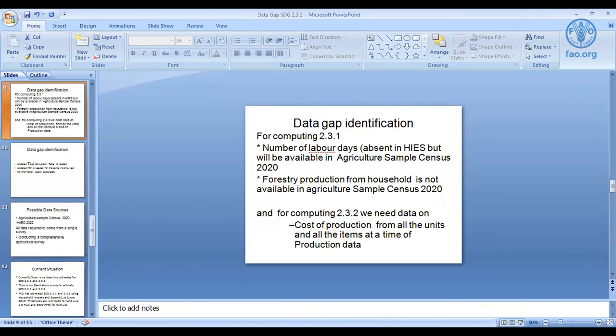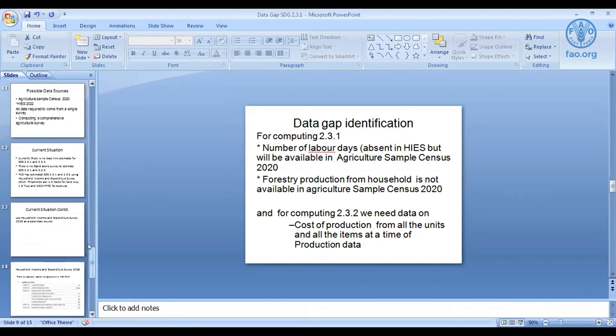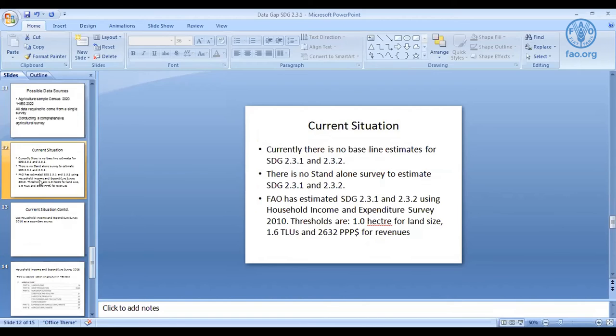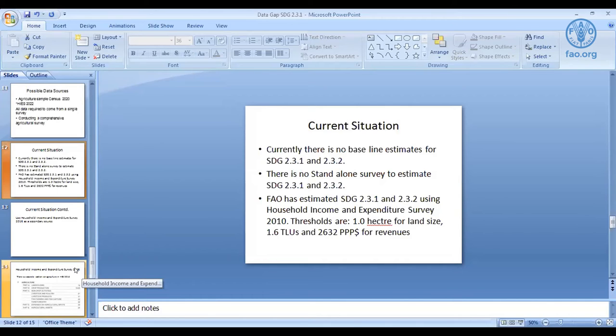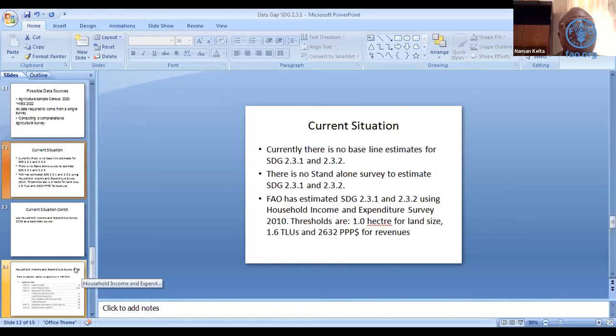I have questions. In the slide, it is said that using the 2010 data, they have calculated SDG 2.3.1 and 2.3.2. How is it possible? There is no information available about production cost of agriculture products and number of days worked against the product. This data is absent in the 2010 survey. So how is it possible to calculate this? I cannot understand. So the question is how FAO was able to derive 2.3.1 and 2.3.2 for 2010 with missing data. So basically, it means that was someone from BBS involved in that calculation?